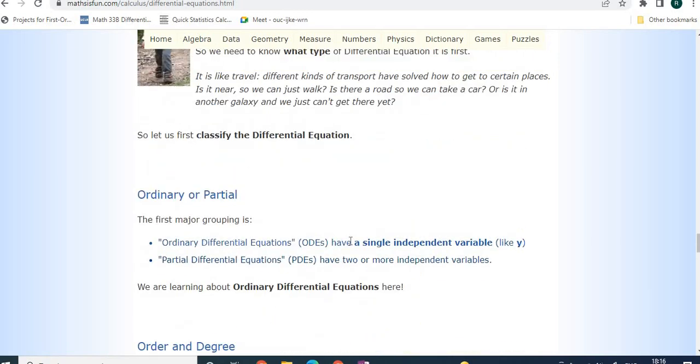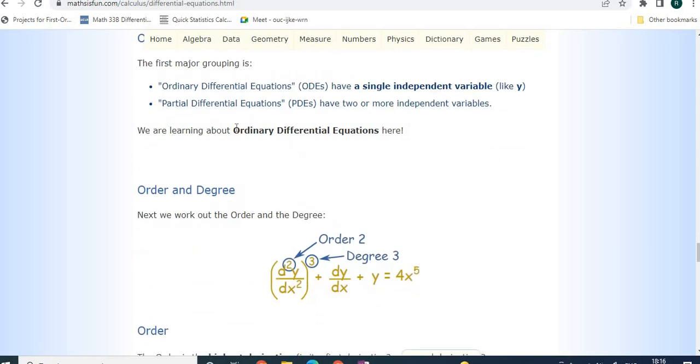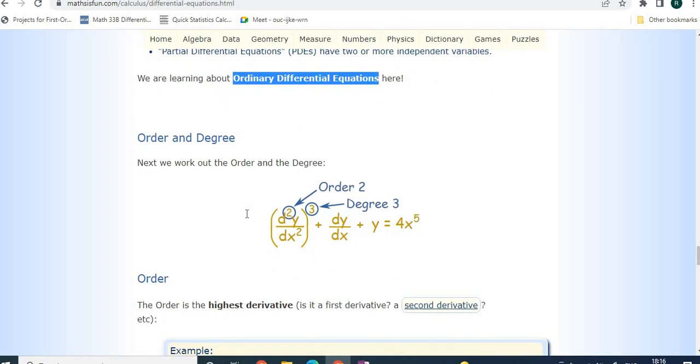An ordinary differential equation has a dependent variable and a single independent variable x. Actually, here they wrote it wrong. A partial differential equation has two or more independent variables. So I am going to deal here with ordinary differential equations. Now I am going to check what is order and degree.